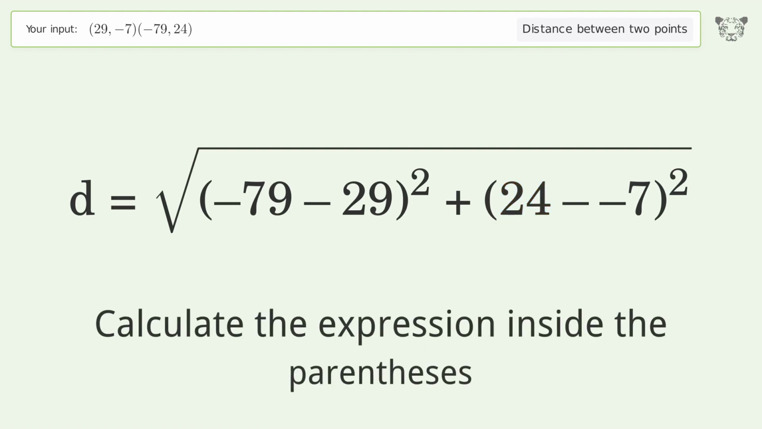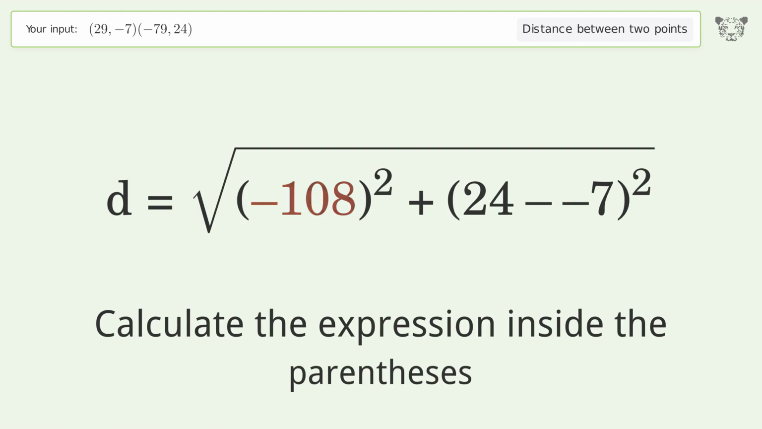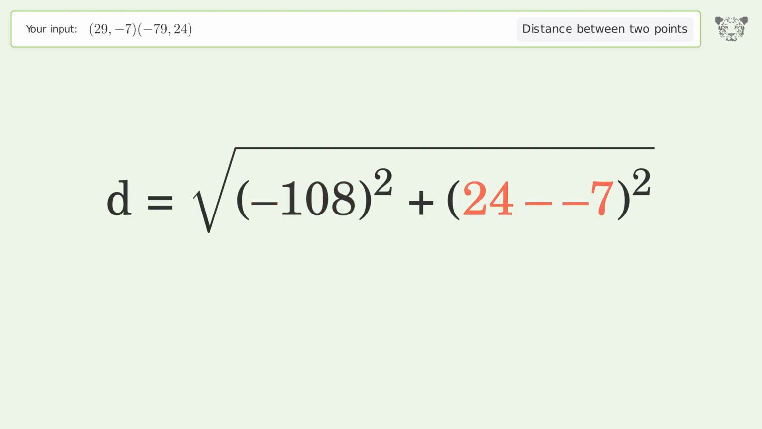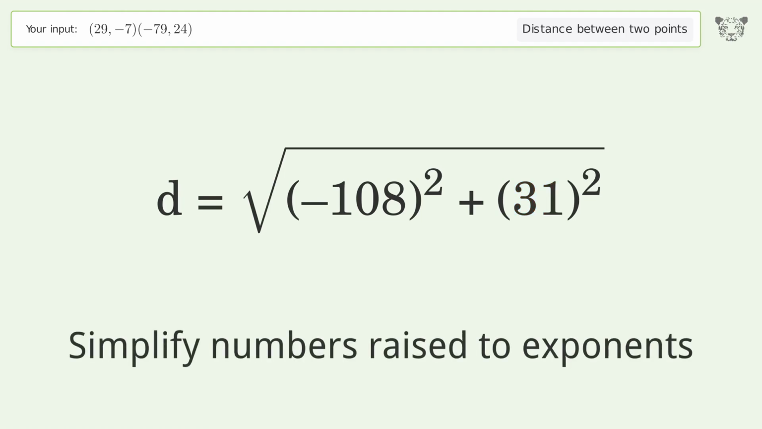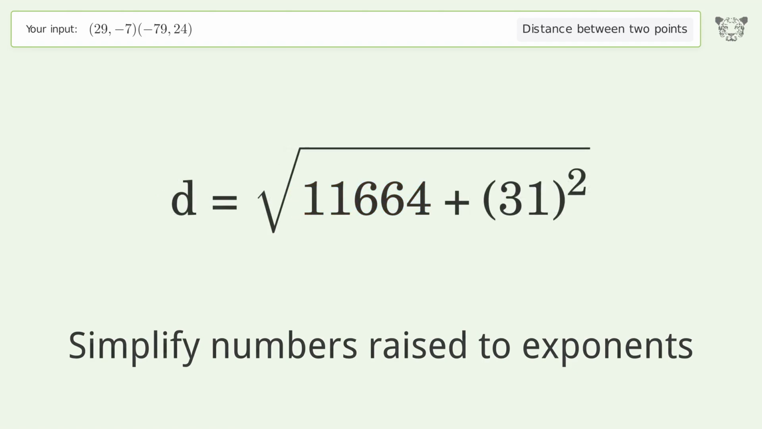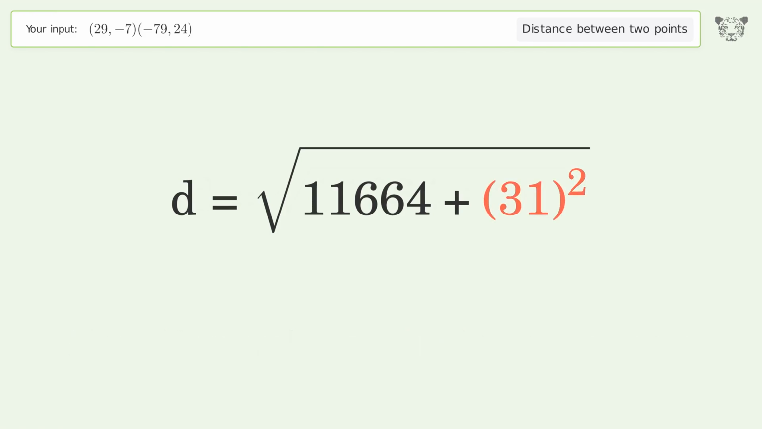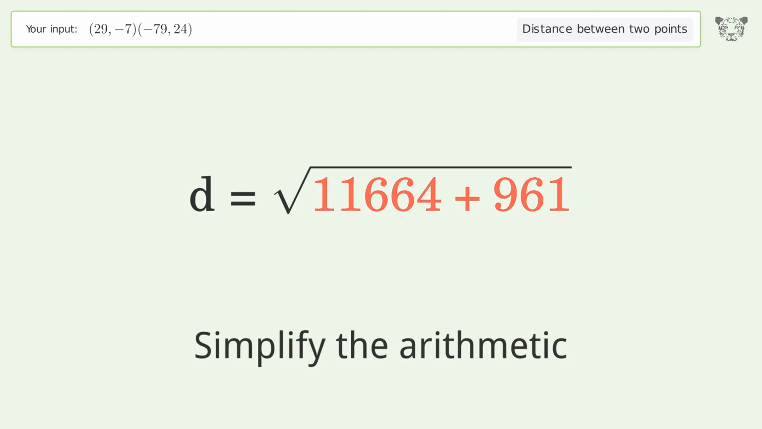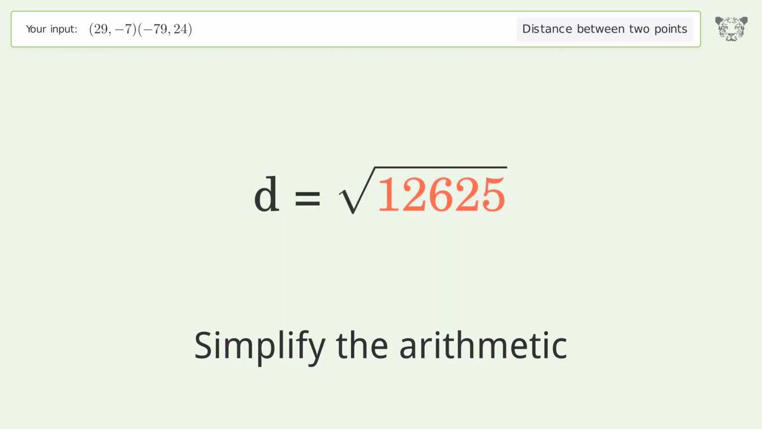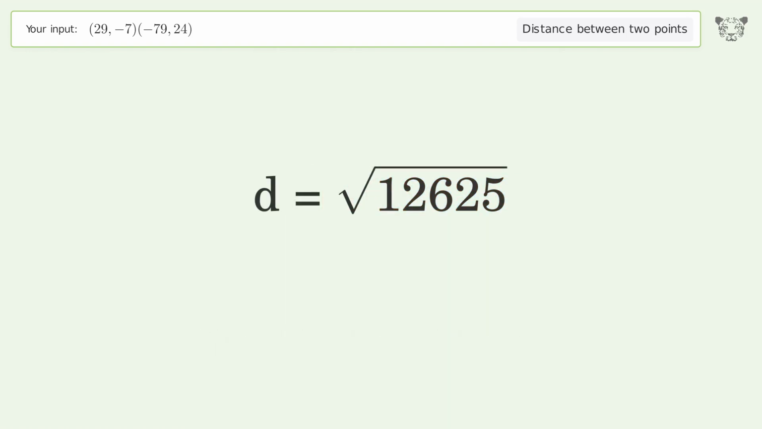Calculate the expression inside the parentheses. Simplify numbers raised to exponents. Simplify the arithmetic. And so the distance between the 2 points is the square root of 12,625 or 112.361.